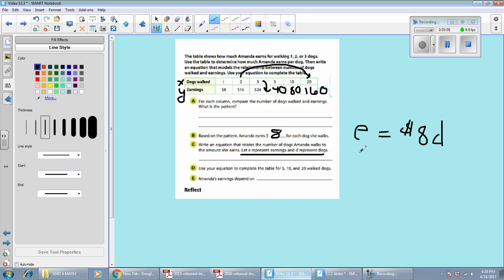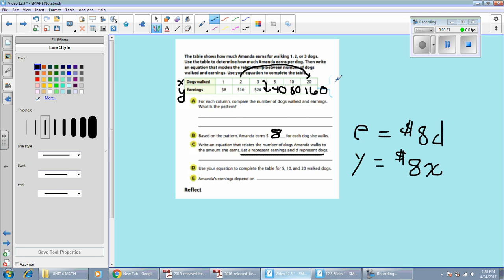So E represents the earnings. E is equal to 8D, or $8 per dog. You could also say that Y is equal to $8 times X, or 8X. So those are two different ways we could look at it. And then you can use this equation to complete the rest of the table.